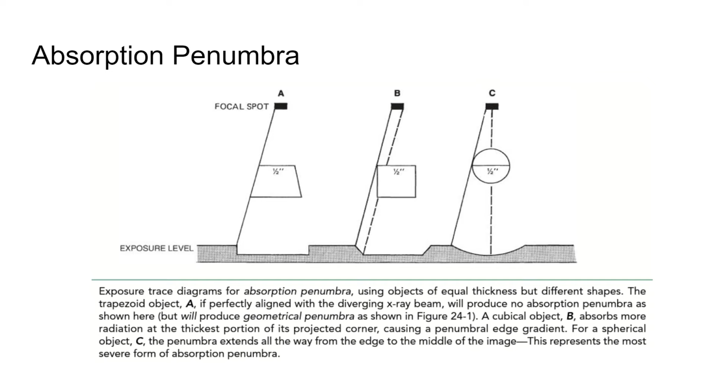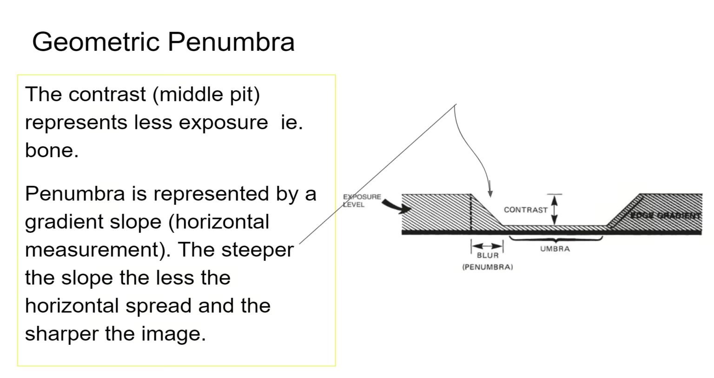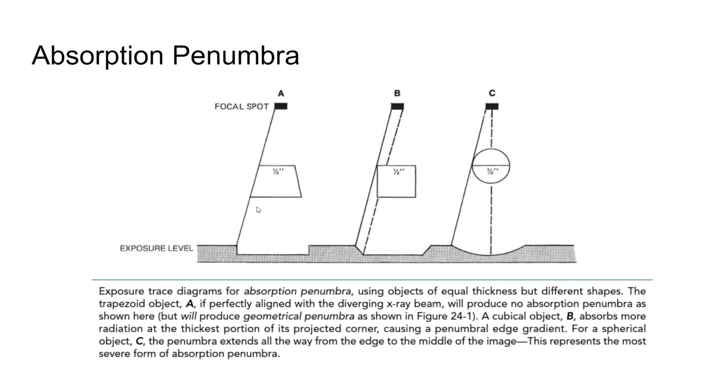Good? Good? Go back to the slide right before. The steeper the slope, the less horizontal spread, sharper the image. Yes. So you think of it as a less horizontal spread of penumbra.